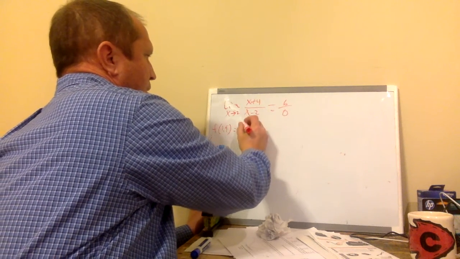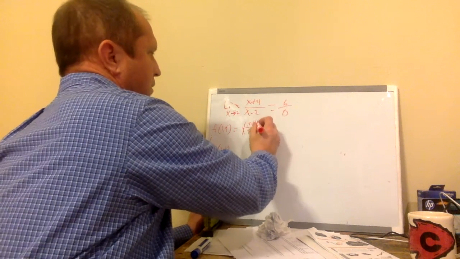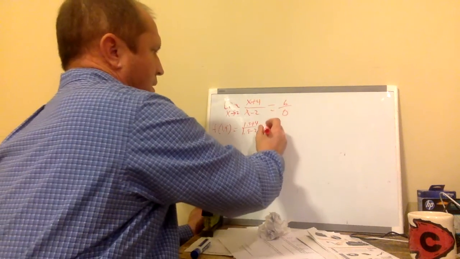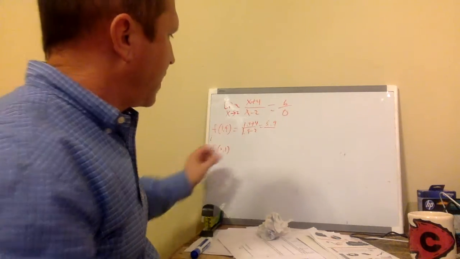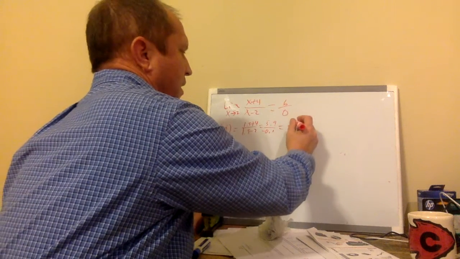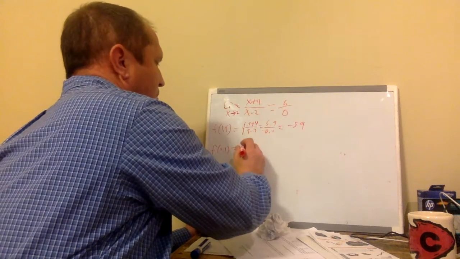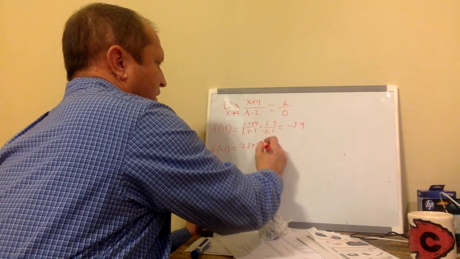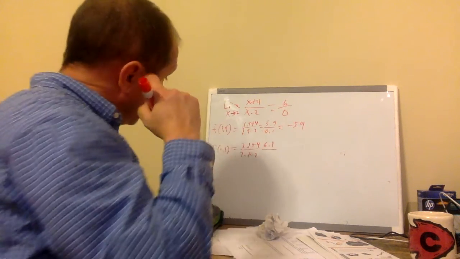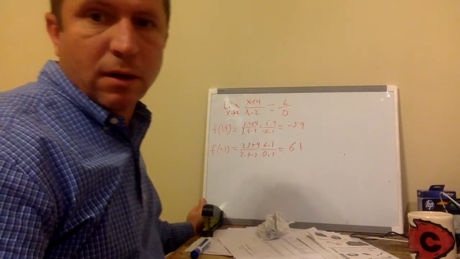Well, 1.9 plus 4 over 1.9 minus 2. All right, 1.9 plus 4 is 5.9. And then 1.9 minus 2 is negative 0.1. So when I do this arithmetic, I get negative 59. Now, when I plug in 2.1 here, 2.1 plus 4 is 6.1, and 2.1 minus 2 is 0.1. So I get positive 61 here.